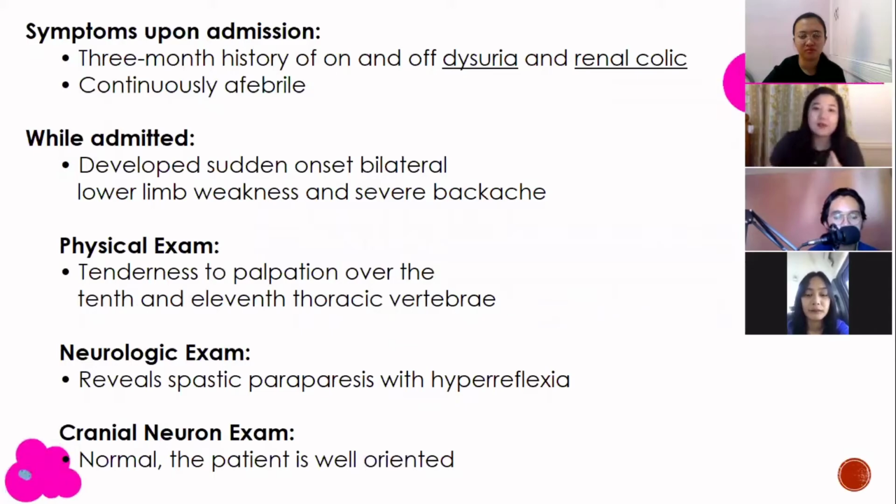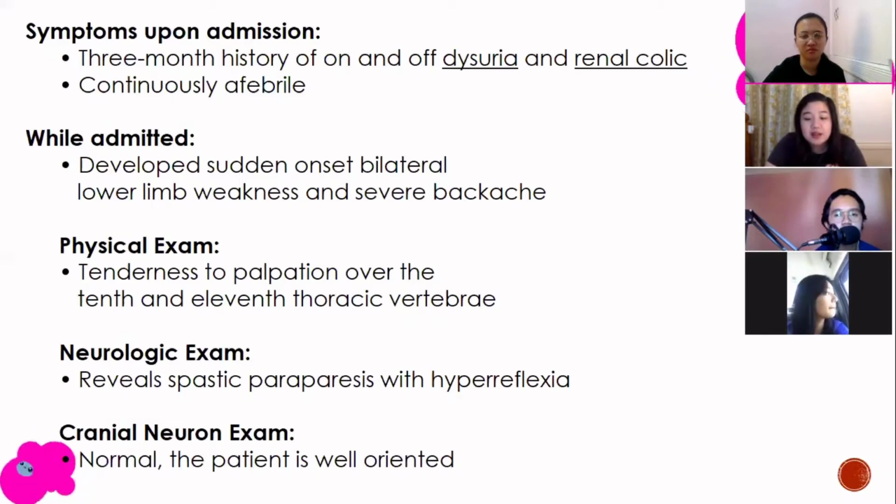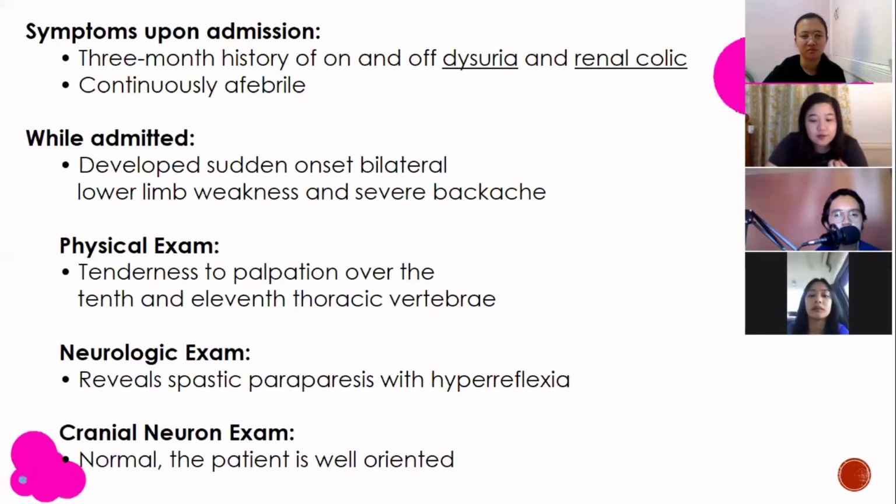Okay, so for the summary of the presented case, the patient's symptoms upon admission were a 3-month history of on and off dysuria. Dysuria, guys, is the pain or discomfort when urinating. And then renal colic is abdominal pain commonly caused by obstruction of the ureter from dislodged kidney stones. And the patient was also continuously febrile, meaning not afebrile. So while the patient was admitted, she developed sudden onset bilateral lower limb weakness and severe backache.